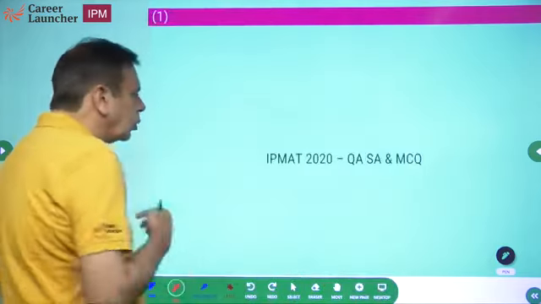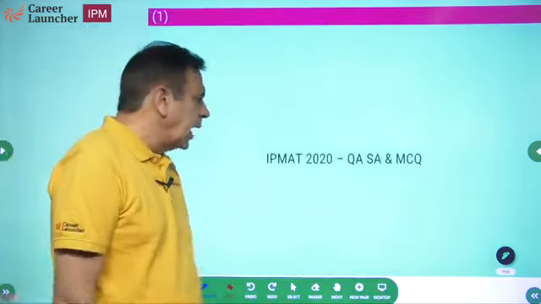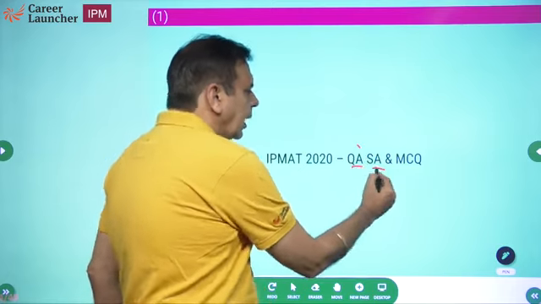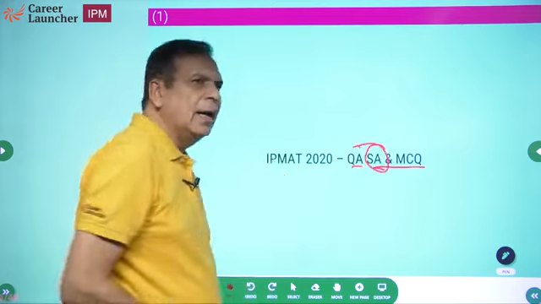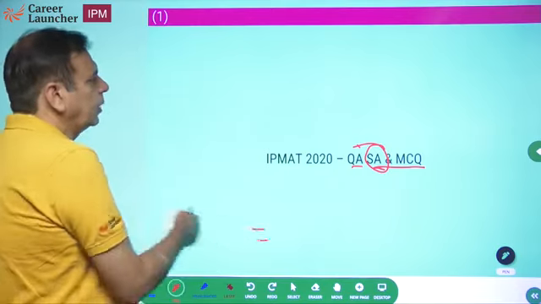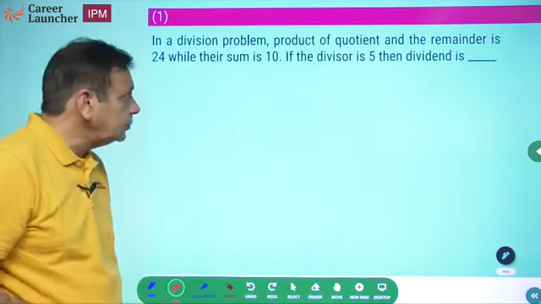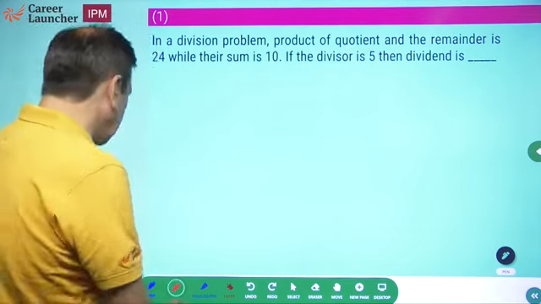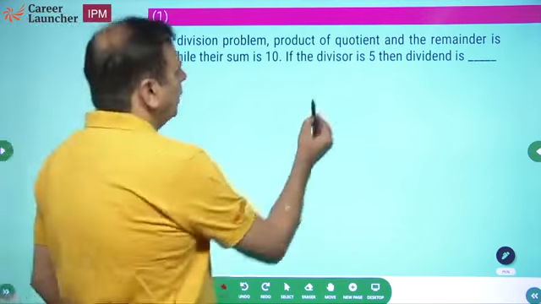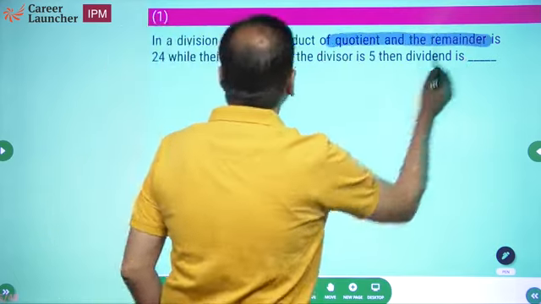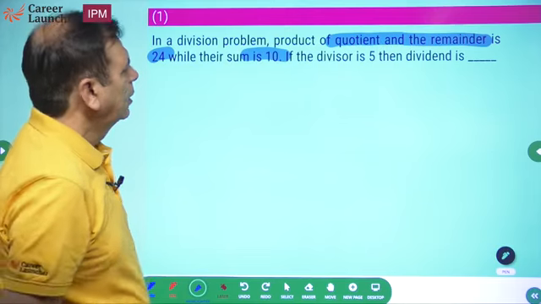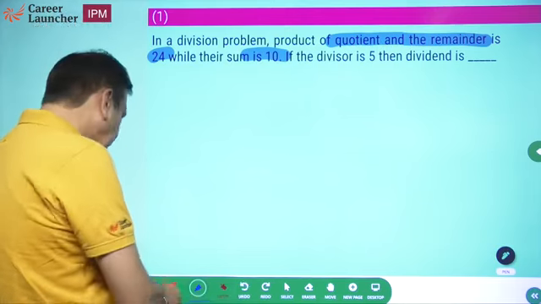Okay. Now let's go to solving the paper. IPMAT 2020, we look at both QA and essay. First, obviously, essay and MCQ. First, we look at the essay, and then we'll go to MCQ. Okay. First question. In a division problem, the product of quotient and remainder is 24, while the sum is 10. If the divisor is 5, what is the dividend?